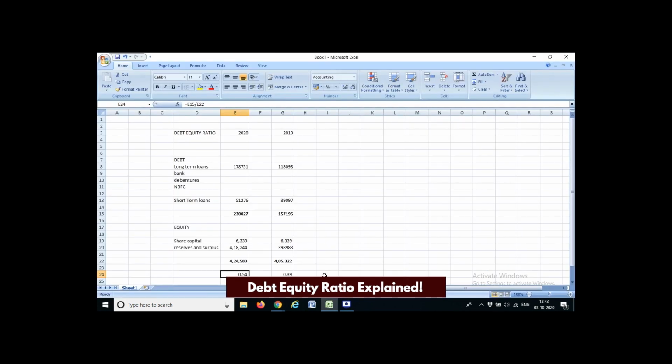So I hope this is how you can easily calculate the debt equity ratio. You can understand why it is important by referring to our other video.